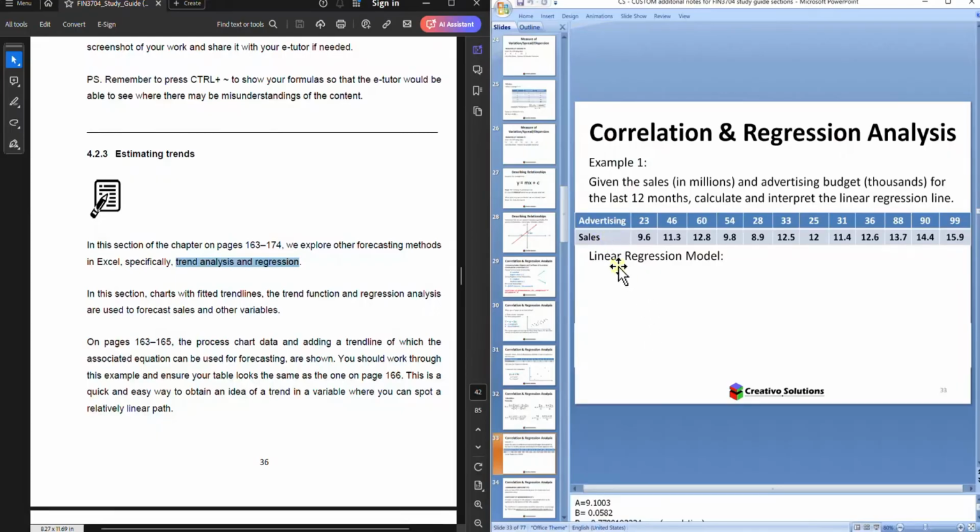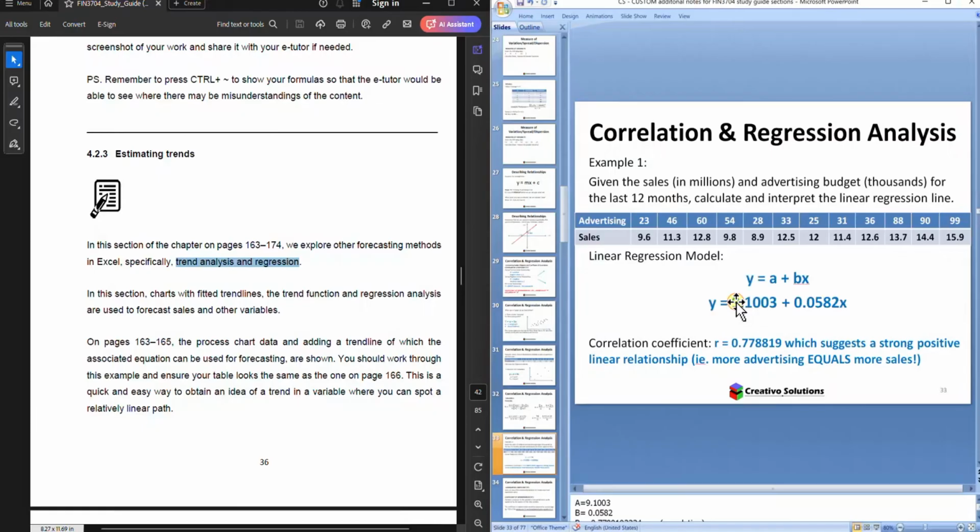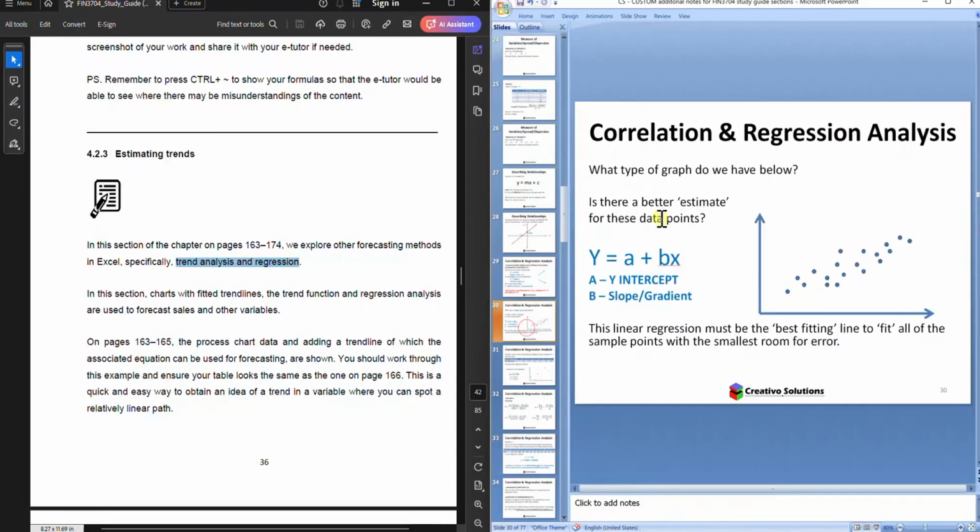We would need to create a linear regression model that shows the actual relationship. And if I just delete the slide just to show it, when you work out your A and your B values, so when you're looking at linear regression, this is the format for the linear regression. A is representing the y-intercept for the straight line, and B is representing the slope for that linear regression model.